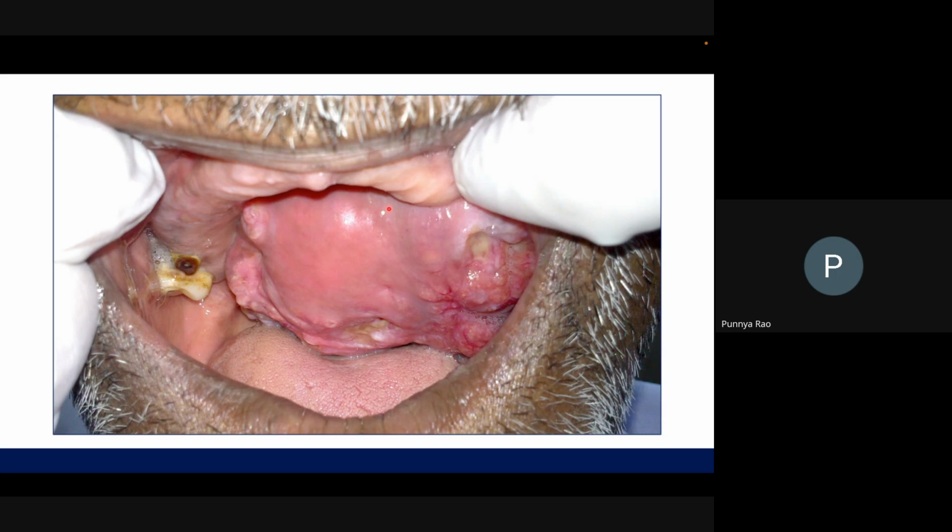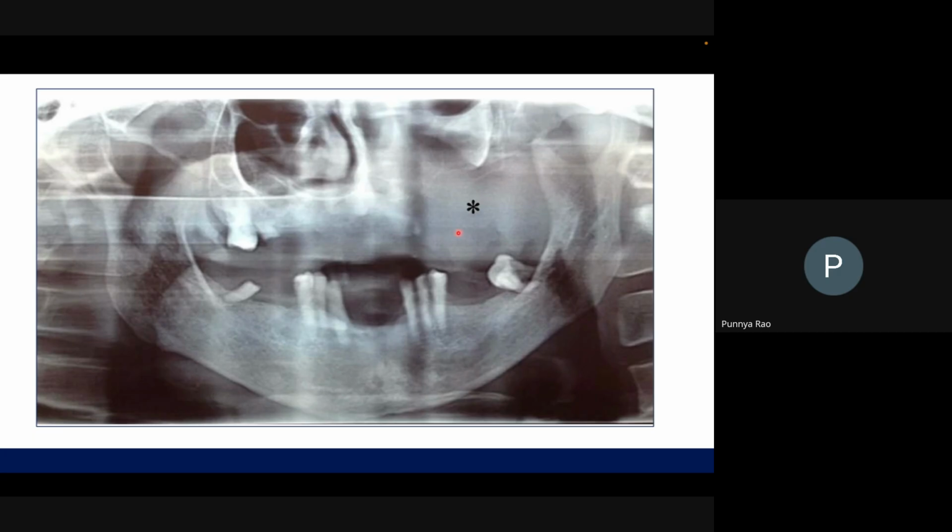So more common in the parotid. This was a rare case which was seen in the palate. You can see clinically also it does not have the typical feature of a benign salivary gland tumor. Malignant salivary gland tumors usually grow to a larger size. There are multiple ulcerations, which means that there is irregular growth happening within. This is the radiograph which is showing that the tumor had extended into the palate as well as extending onto the maxillary sinus.